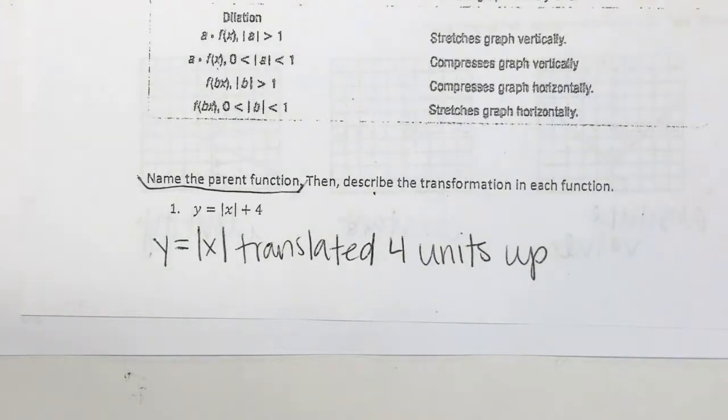So just to clarify, the translated is because we added or subtracted something to it. That's called a translation. The 4 came from the number, and then up is because it's on the outside away from x and it's a plus sign. Does everybody see that? All right, flip it over.